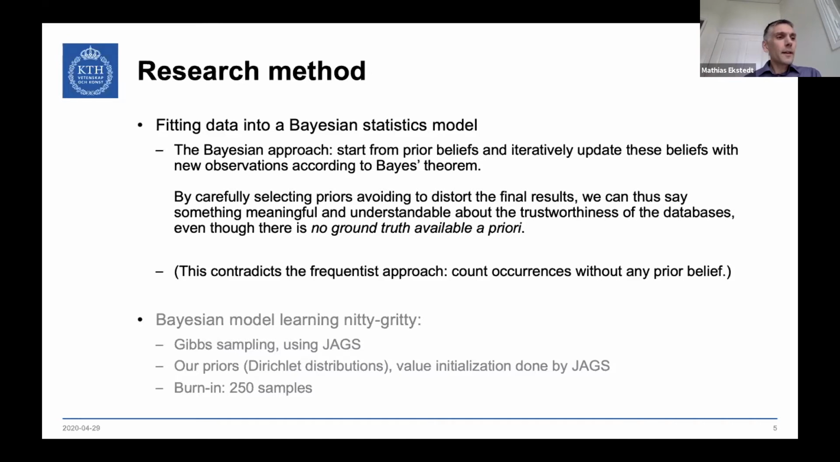So this is very convenient when we don't really have a ground truth, which is the case in this particular study, because what is the severity of a vulnerability? Well, the ground truth of that is, of course, a little bit vague.